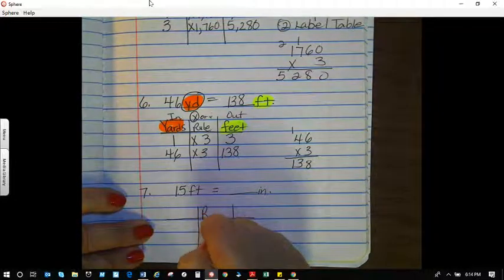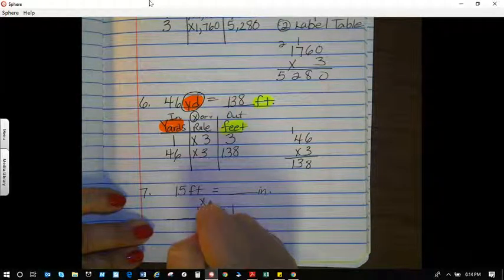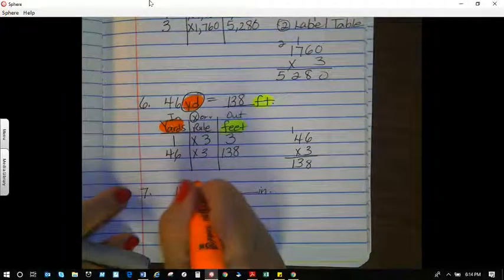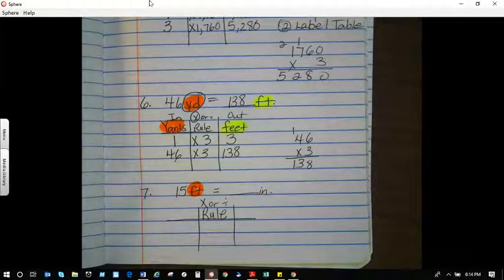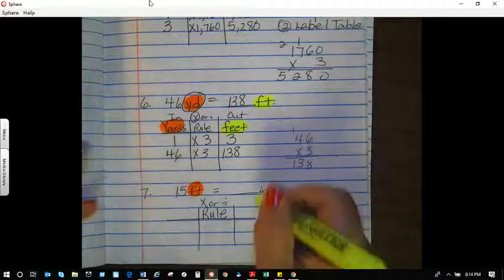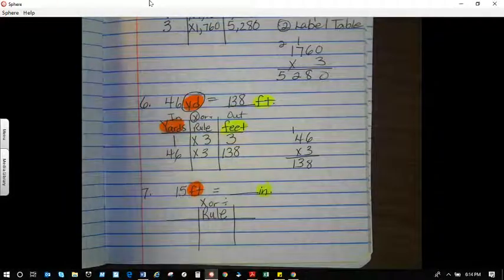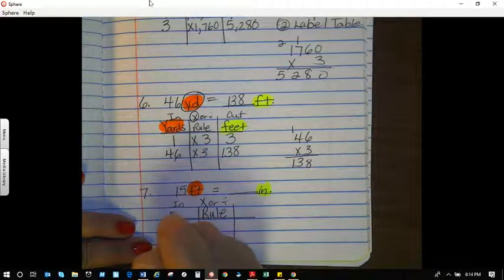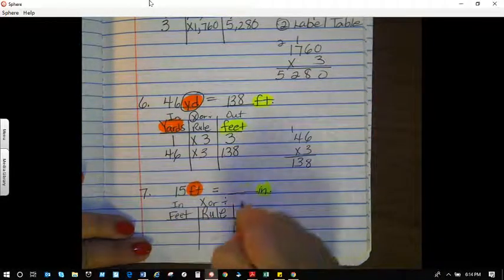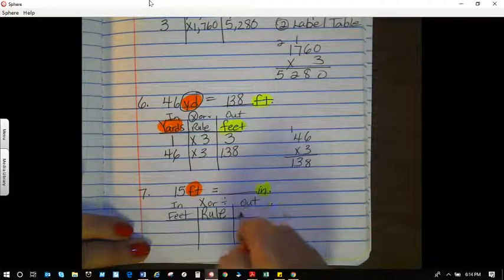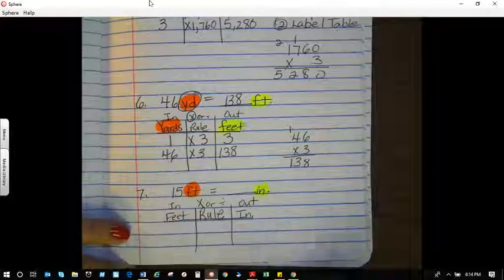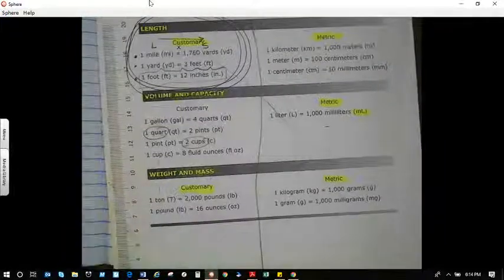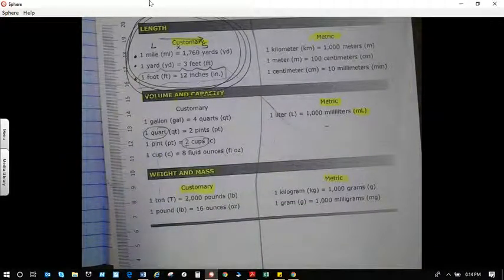First thing that goes down is rule, multiply, or divide. I'm going to highlight the first one. I'm going in with feet, and when I come out of my machine, I'm coming out in inches. Okay? So, I'm going to my handy-dandy reference sheet that's going to be on STAR. It will be attached to my STAR test.